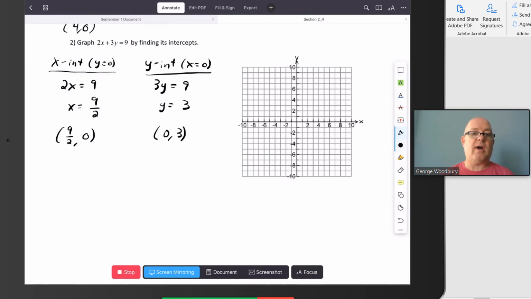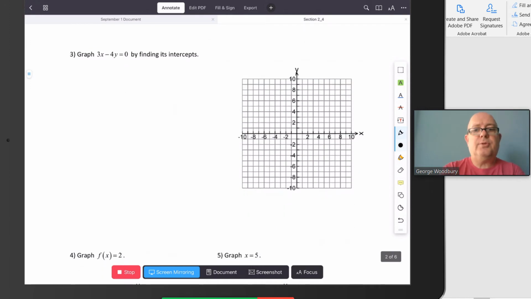Putting these 2 points on the graph, 9/2, if you think of it as a decimal, that's 4.5. If you think of it as a mixed number, it's 4 and a half. That's halfway over to 5. So in between 4 and 5, about there. The y-intercept is at 3 on the y-axis, and then you just draw the straight line that passes through those 2 points.